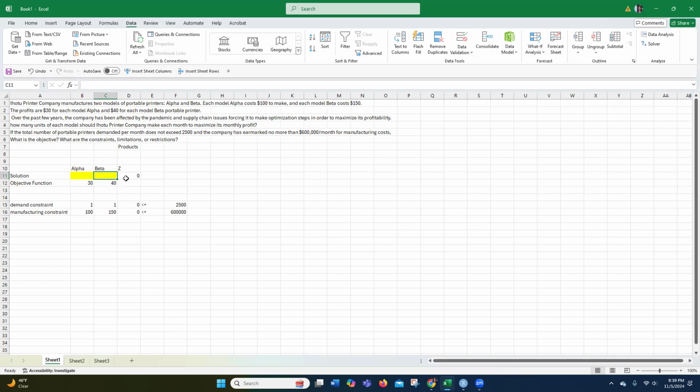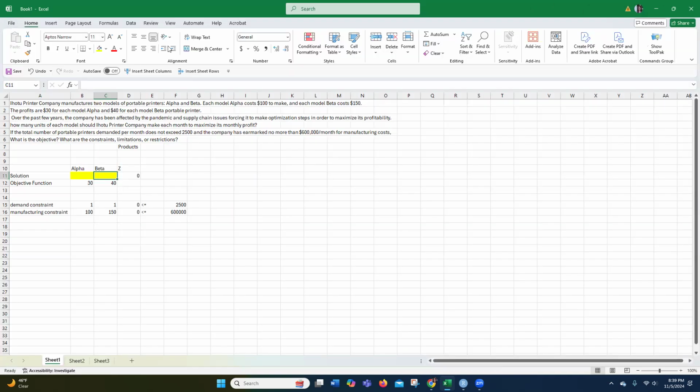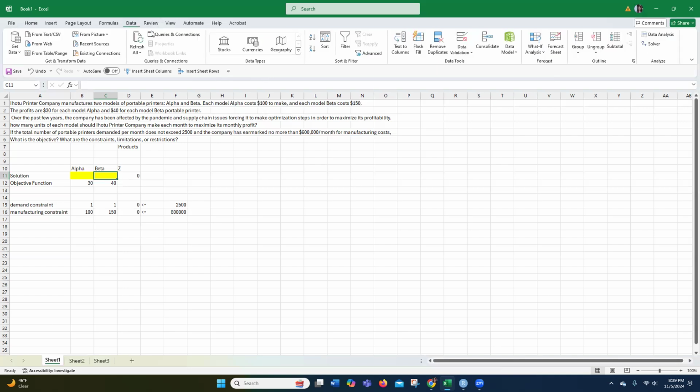So let's get started in using the Solver. If you do not have the Solver, you can go to File, and Get Add-ins and add the Solver. If you have it, when you click the Data tab, you will see Solver, usually below the Data Analysis. To get ready to use the Solver, first, we will click on this cell. We're going to type in a formula here so that we can calculate our total solution.